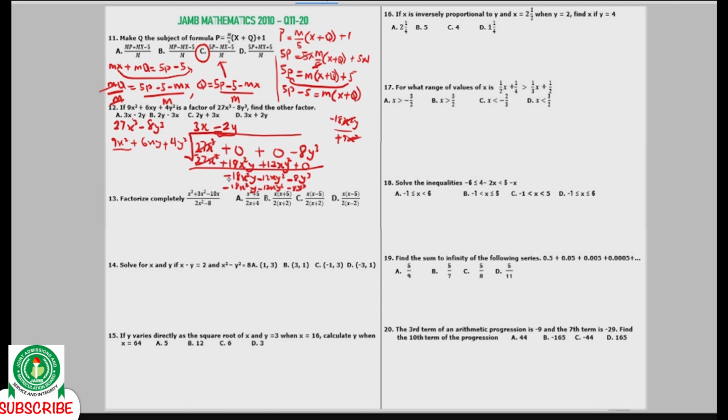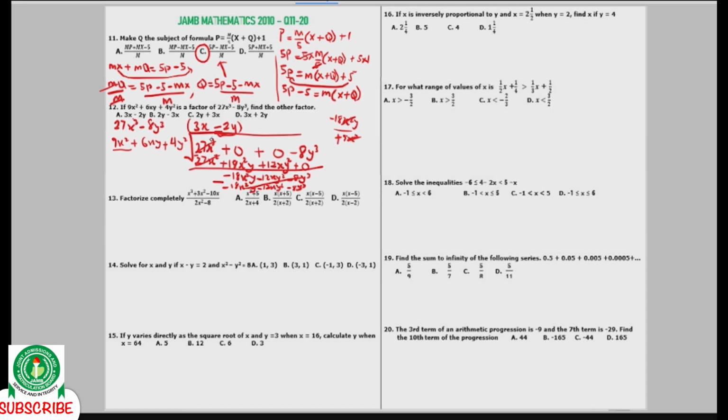Now you can see we have exactly the same thing. When you subtract this one from this, everything here will give you 0. So meaning that we have come to the end of this division. Whenever you get 0 now, it comes to the end of this division. So what we have left here now is 3x minus 2y. 3x minus 2y.